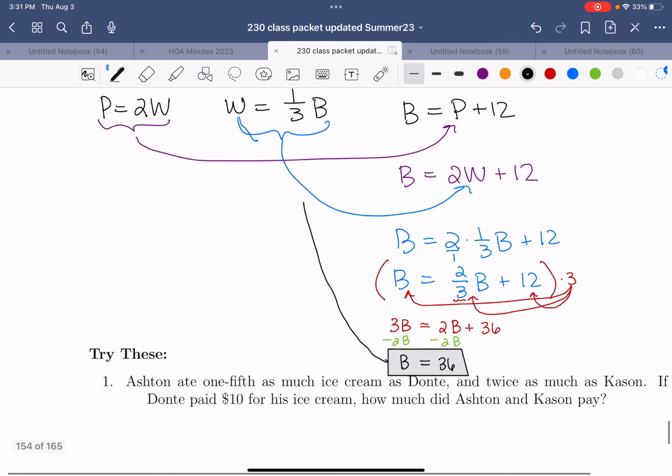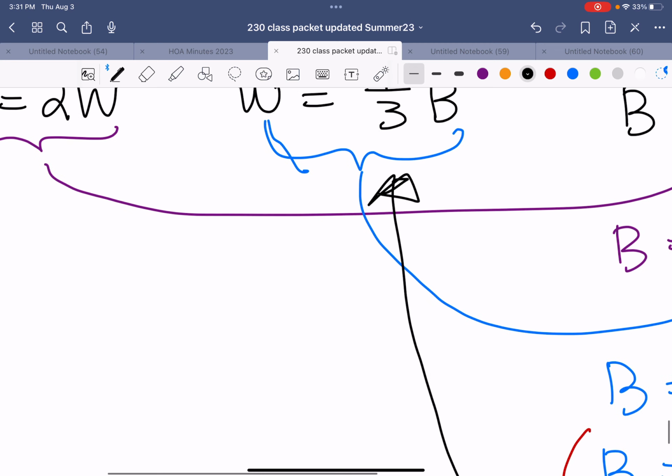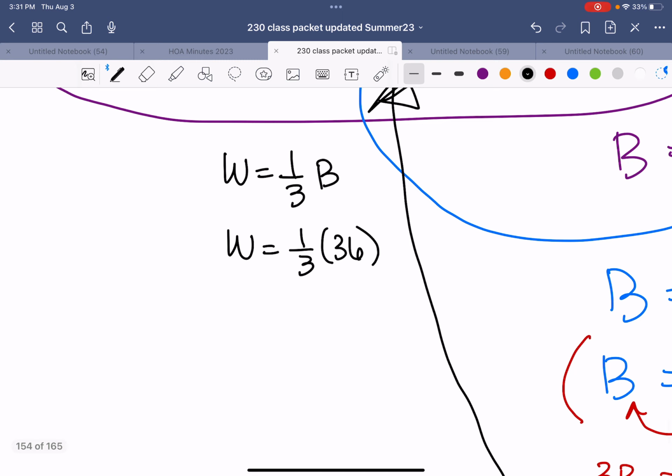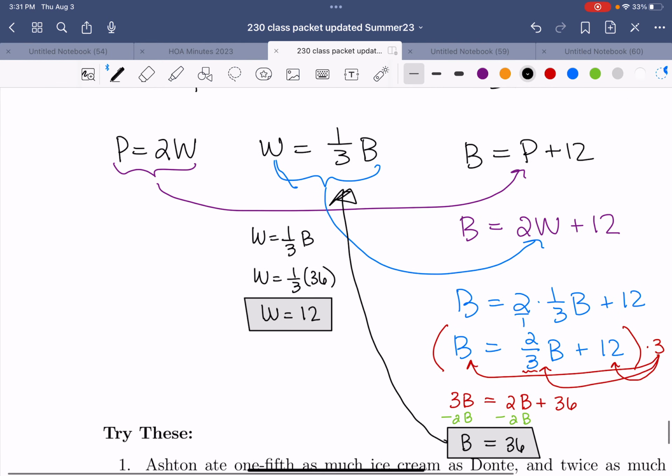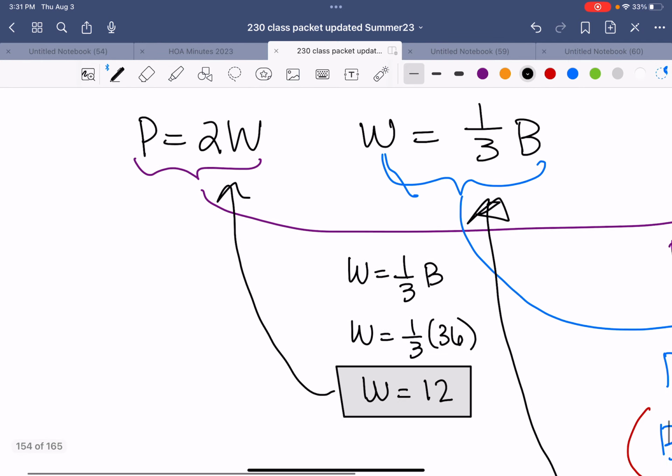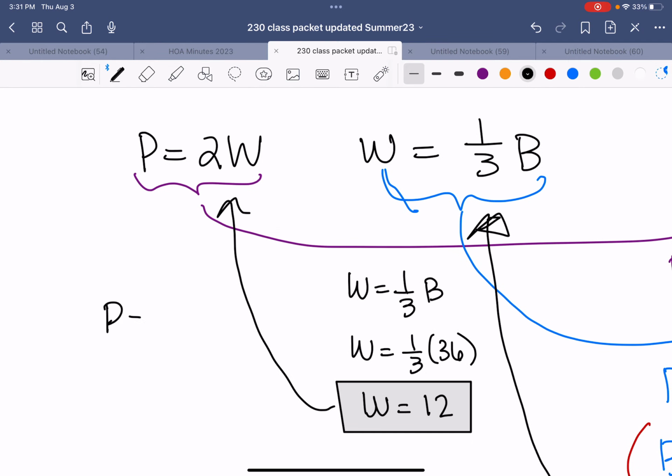So now I bring that guy back up here, and I have w equals 1/3 of b. And now we know that b is 36. Now, if I take 1/3 of 36, I'm taking 1/3 times 36, and that's going to give me w equals 12. Okay, that's going to be my second one. And then that one I can take all the way over here and plug it in. We have P equals 2 times W, so that's going to give me 2 times 12 because W is 12. And that will give me P equals 24.